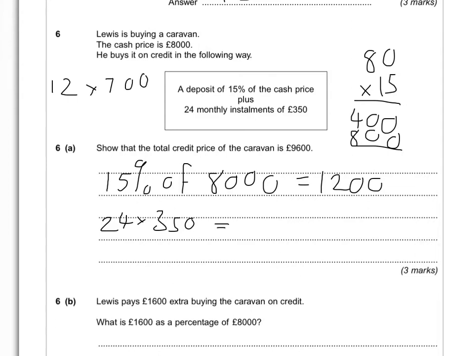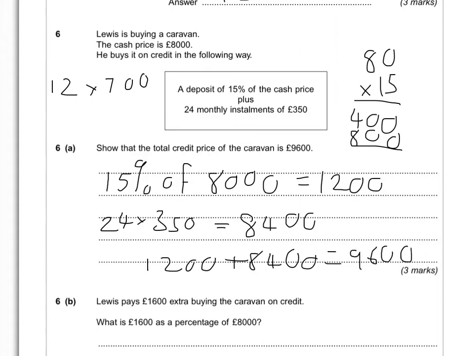Some of you might be able to think about it like that. Some of you might be able to cheat a wee bit and think, well, because I know what the answer is, I know that must be 8,400, because those two bits together, 1,200 plus 8,400, equals 9,600. So be clear with what you show. When you have to show something, make sure you're clear where your calculations come from.